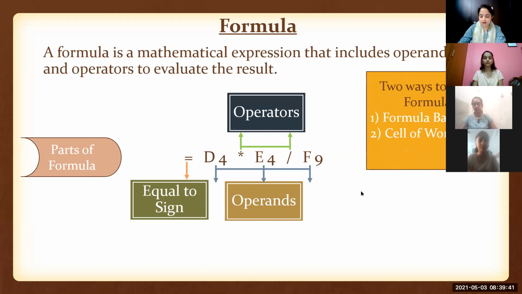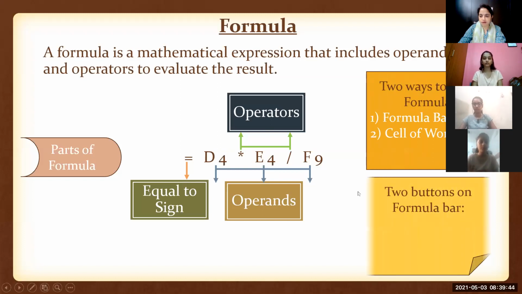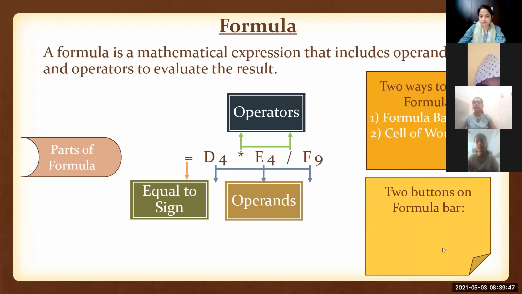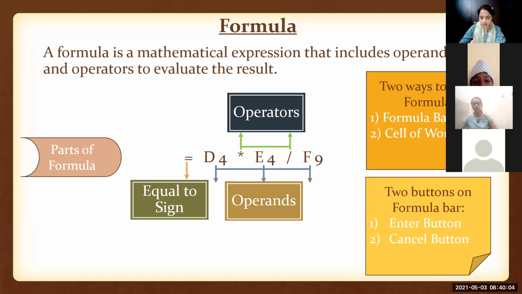What are the two buttons present on the formula bar? Enter button and cancel button. So a formula is a mathematical expression that includes operands and operators to evaluate the result or for doing some calculation. There are three parts of a formula. One is equal to sign; a formula or a function always starts with equal to sign. Second is operands on which the calculation will be done. And the third is operators.